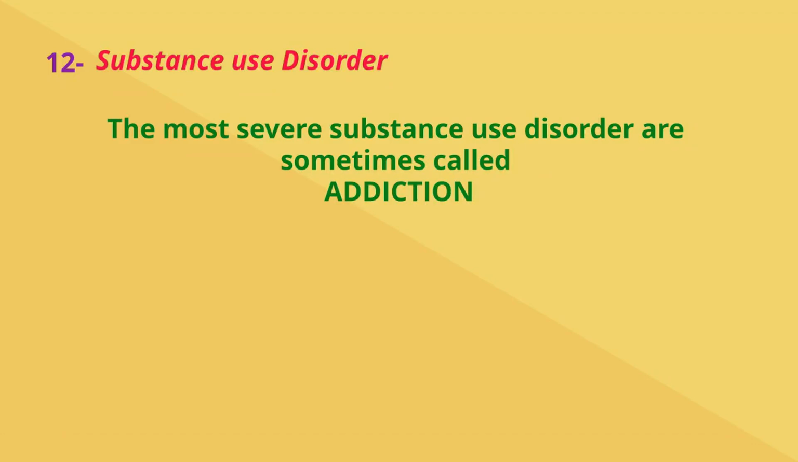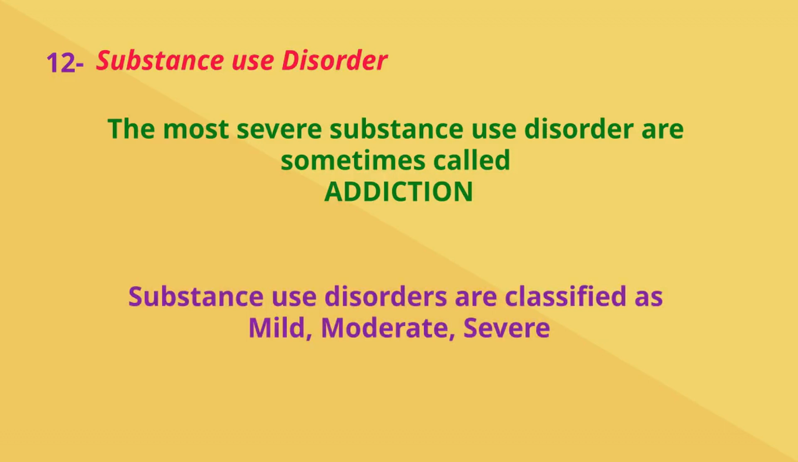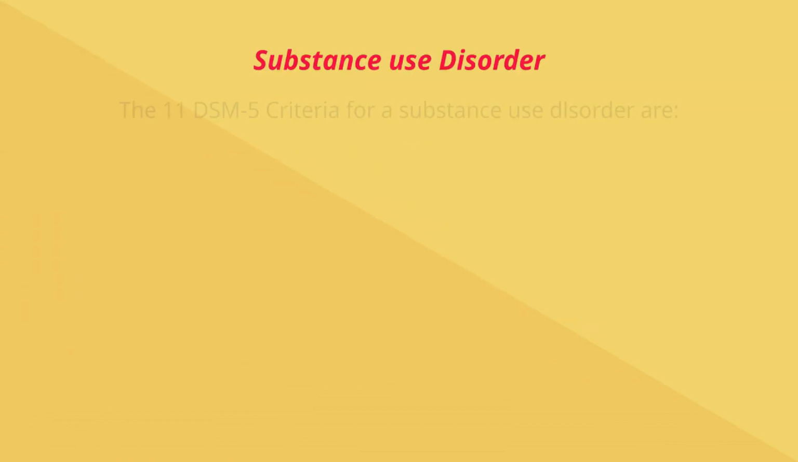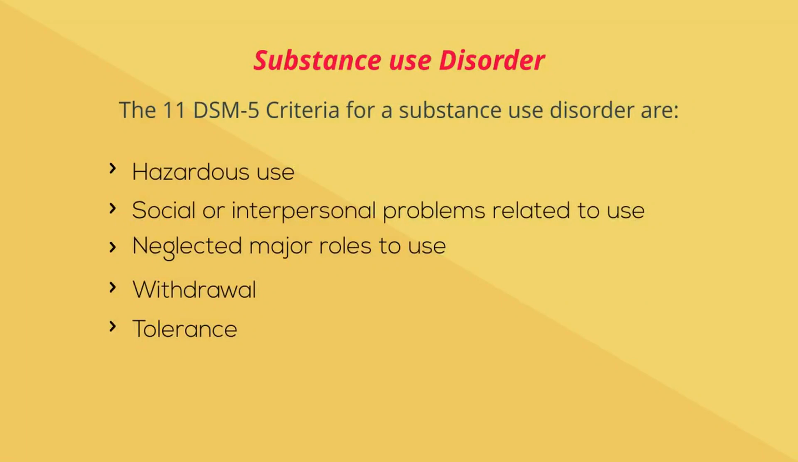Other than caffeine, which cannot be diagnosed as a substance use disorder, each specific substance is addressed as a separate use disorder such as alcohol use disorder, stimulant use disorder, etc., but nearly all substances are diagnosed based on the same overarching criteria. Substance use disorders are classified as mild, moderate, or severe, depending on how many diagnostic criteria a person meets. The 11 DSM-5 criteria for a substance use disorder are: hazardous use.